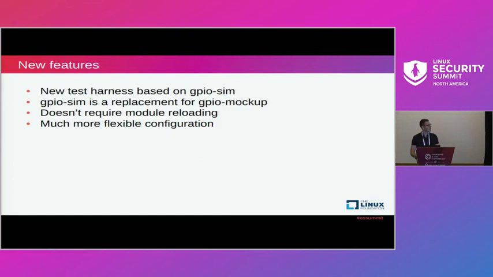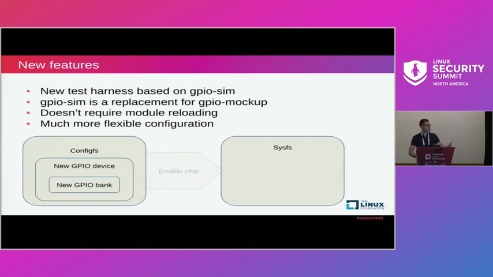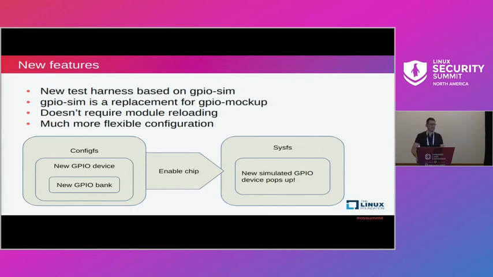So we have a new kernel test module for GPIOs. It's called GPIO Sim. This one works differently. This one works using configfs and sysfs. So how does it work? You have your configfs directory for GPIO Sim. Inside it, you create a new GPIO device. Then inside it, you create one or more GPIO banks, and you enable the GPIO device using a special parameter. And then, bam, in sysfs, there is a new GPIO device that pops up with the number of banks that you configured. And from sysfs, using special attributes that we export, you can control it.